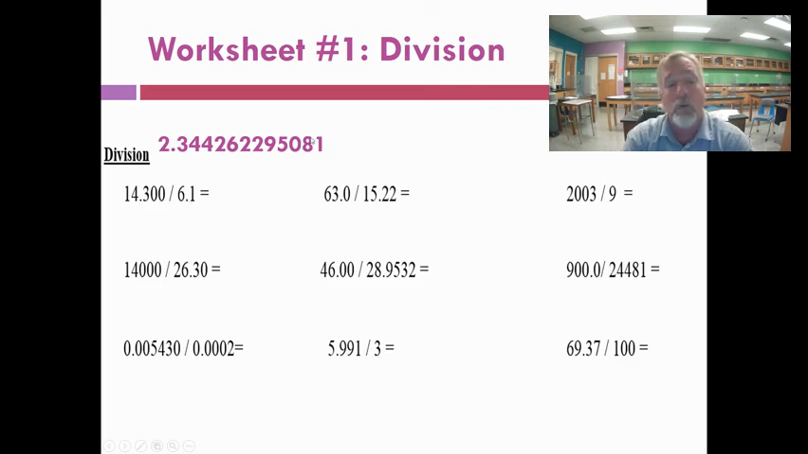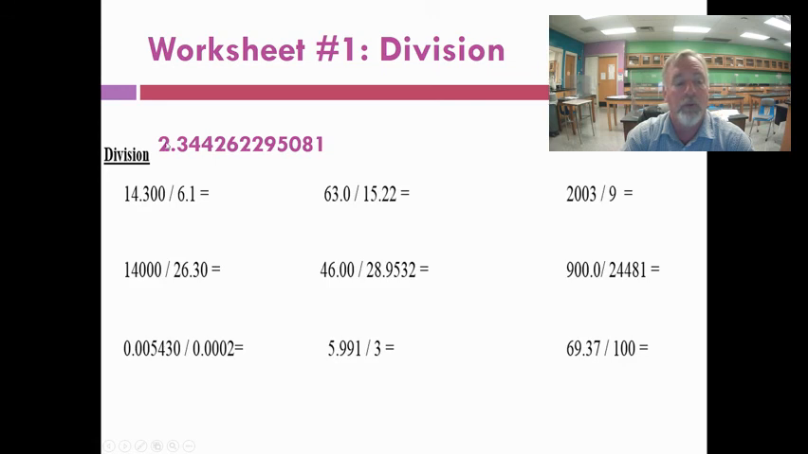Calculator gives us this huge long number. How many sig figs are we allowed? 14.300. Trailing zeros with a decimal. Yes, they count. There's 5 sig figs here. 6.1. There's 2 sig figs here. We've got to take the smallest one. That's 2. So we're going to round our 2.34426 and so on to 2 significant figures.